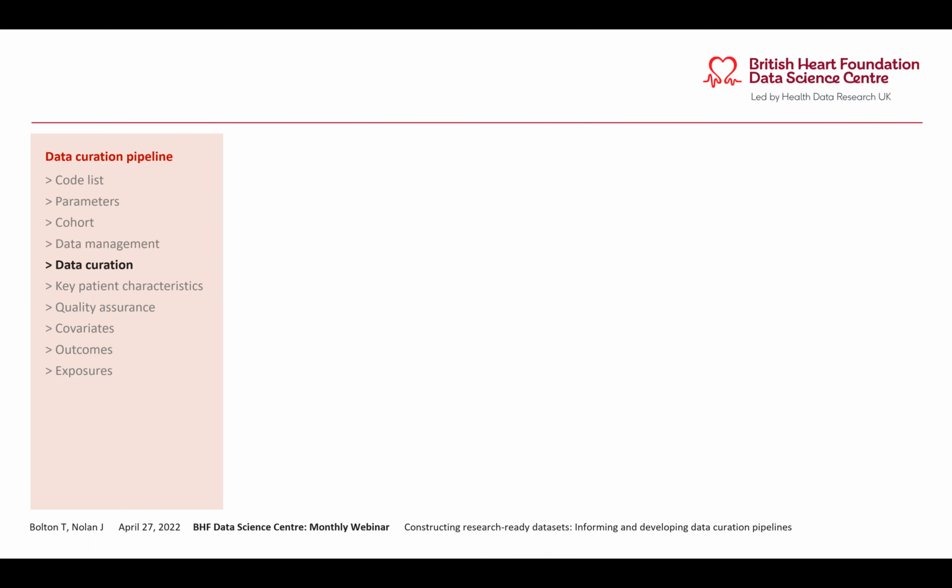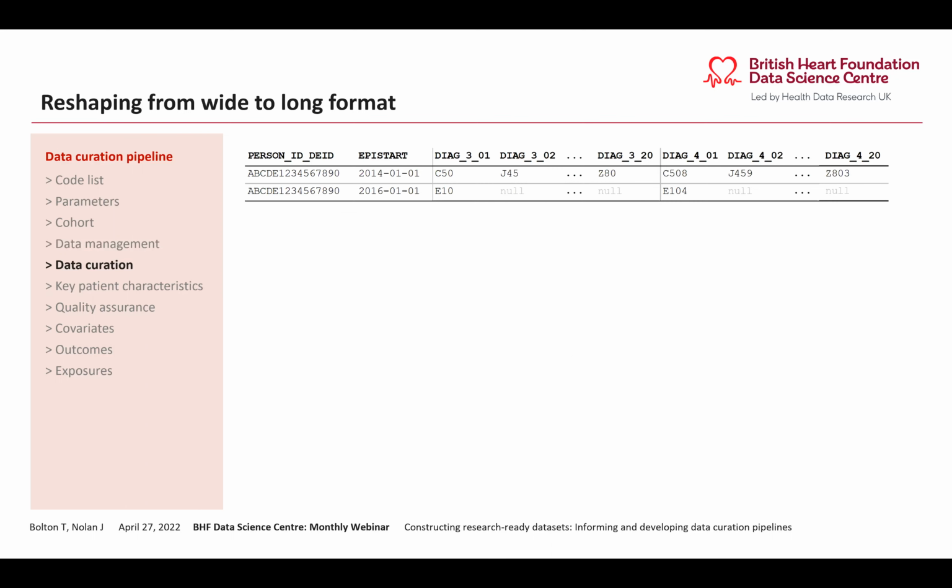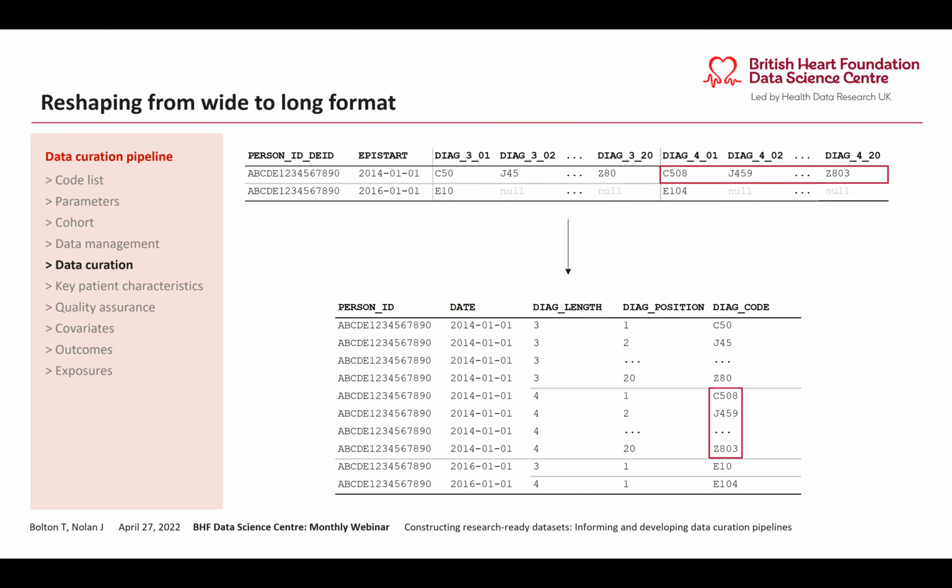Data curation, this includes reshaping tables from wide to long format for the purpose of codeless matching. By way of an example, here we have synthetic data for the HES APC dataset in wide format. We've got 2 episodes here for the same individual, ICD-10 diagnosis codes with 20 columns for the 3-character version and 20 columns for the 4-character version, which we can reshape to long format.